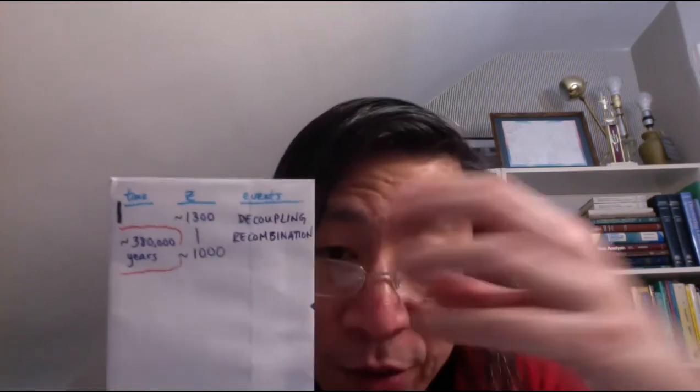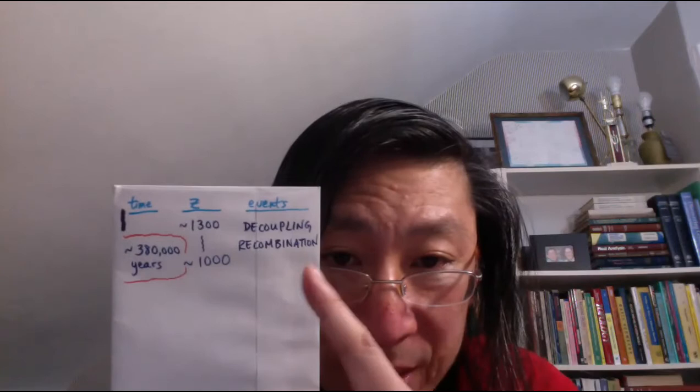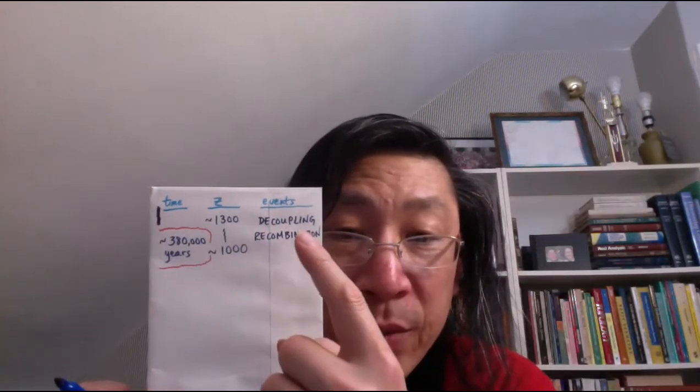Decoupling. That means matter and energy decouple, right? So I'm going to write that down here on our timeline of the universe. And then atoms form, right? Recombination. That's when electrons come together with atomic nuclei to make atoms. Right? So decoupling, matter and energy separation. Recombination, atoms form.